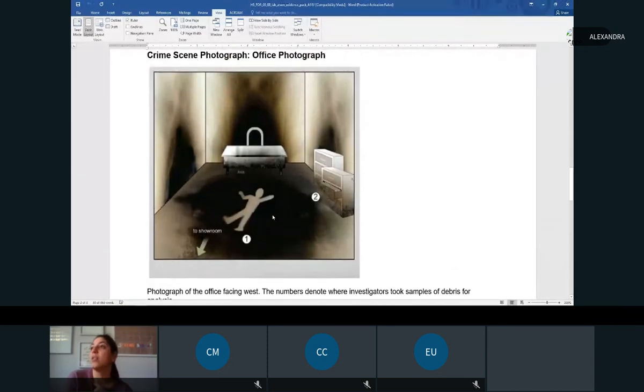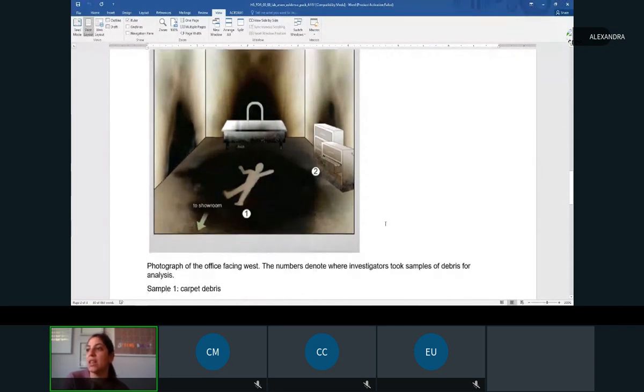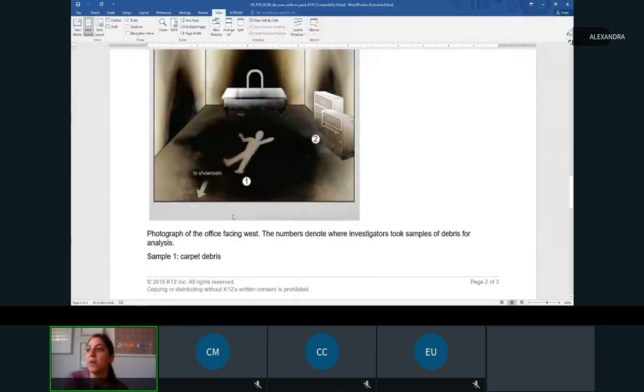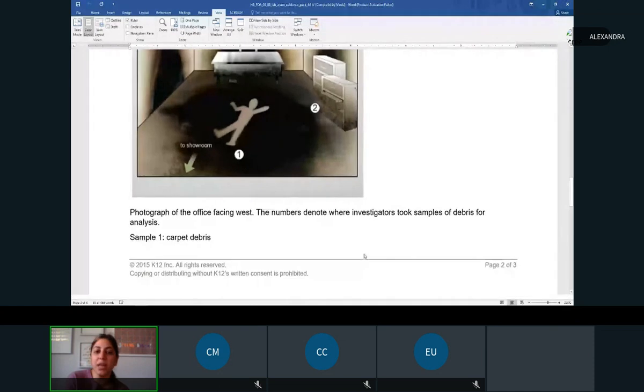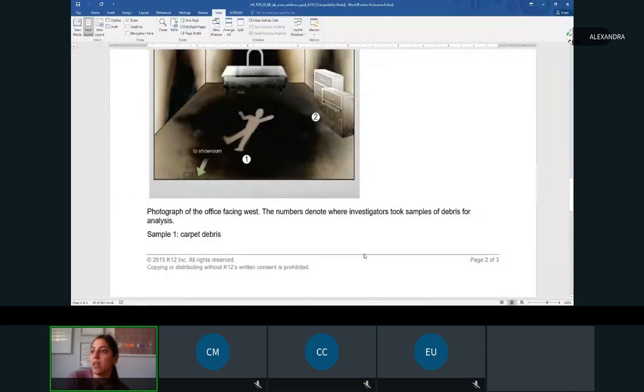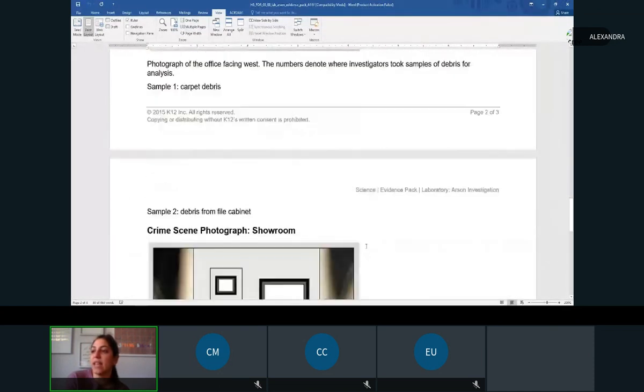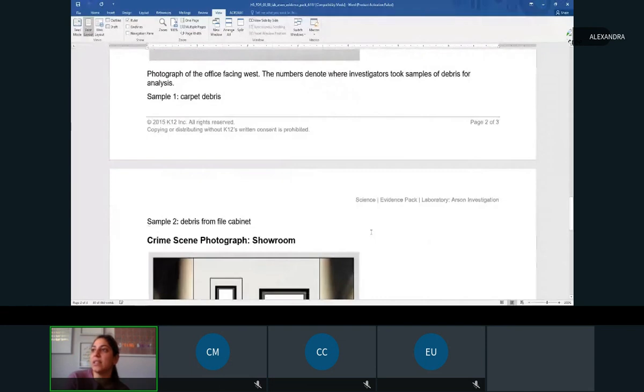So we've got our office. We want to take a look at what is happening when it comes to the different samples and the patterns. We see the photograph of the office facing west, and the numbers denote where investigators took samples of debris for analysis. For sample 1, they took samples from the carpet. They took samples from the filing cabinet. So let's take a look at this picture.